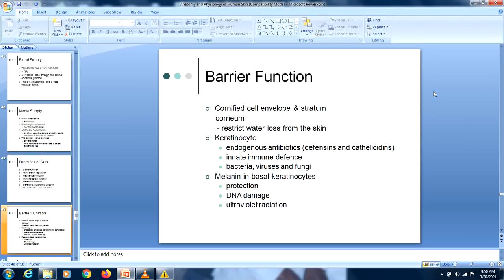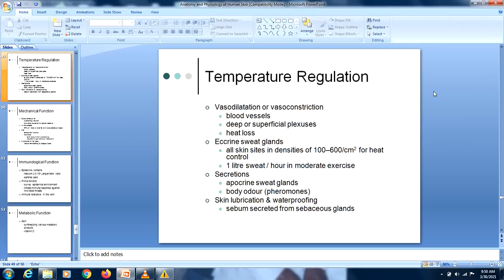Barrier function is by the help of the cornified cell envelope and stratum corneum, which restricts water loss from the skin. Keratinocytes contain endogenous antibiotics like defensins and cathelicidins, an innate immune defense mechanism against certain microorganisms. Melanin in the basal keratinocytes plays a role in protection against DNA damage caused by ultraviolet radiation.